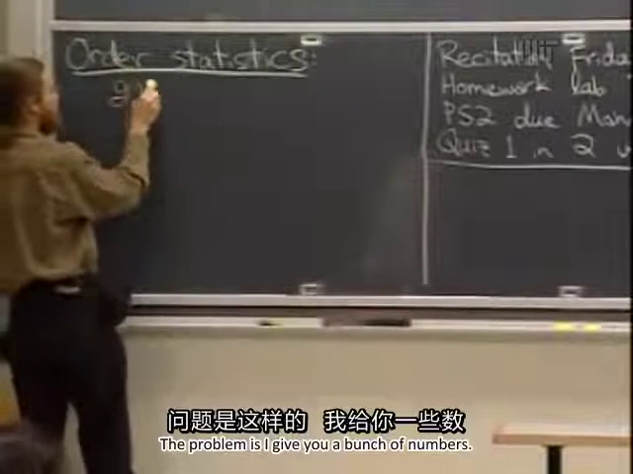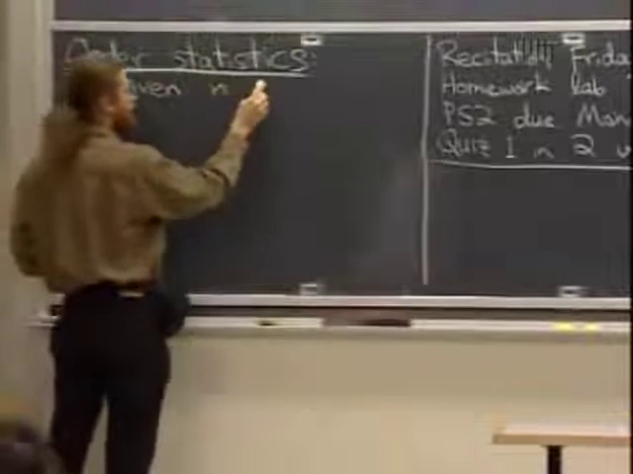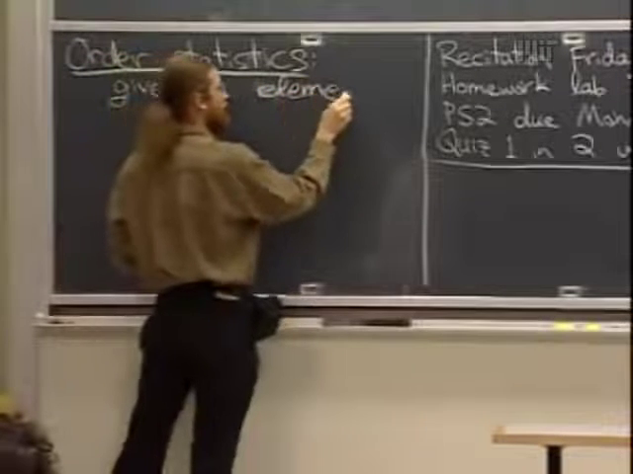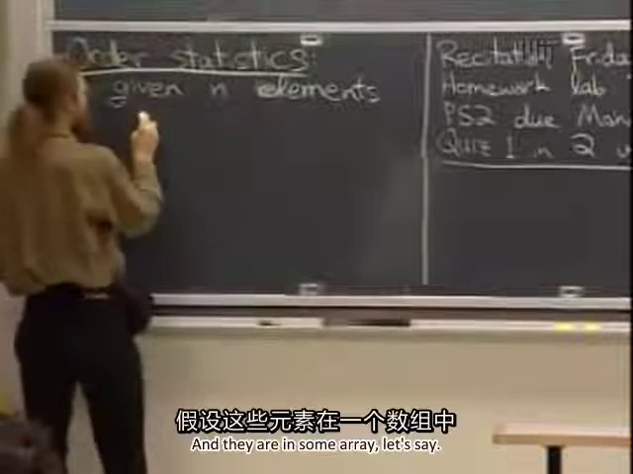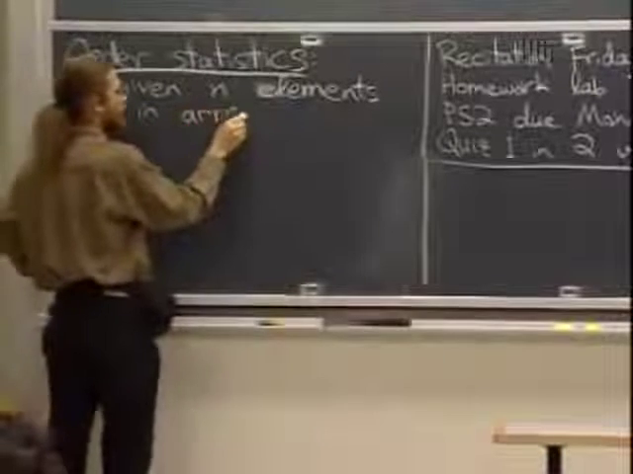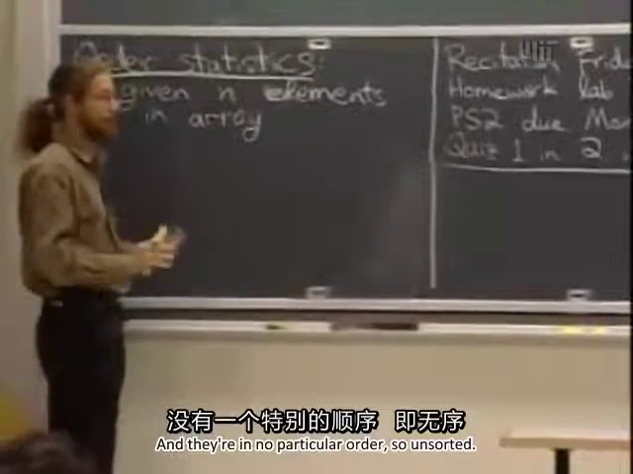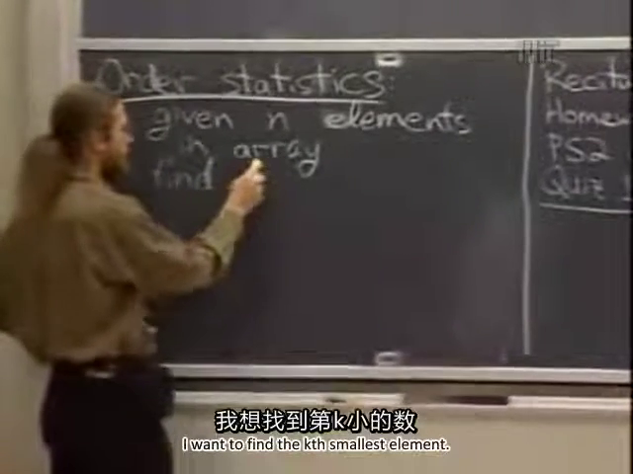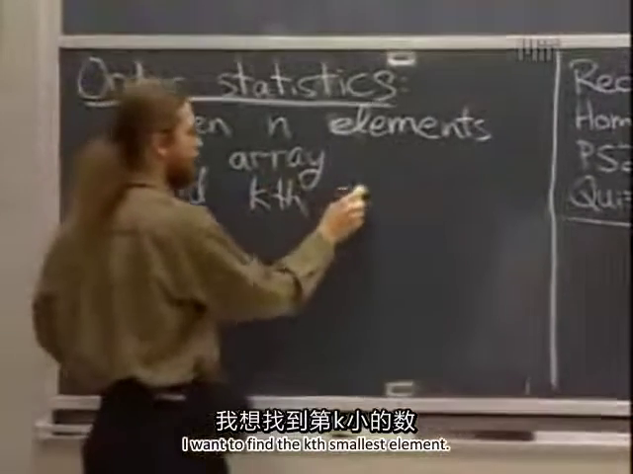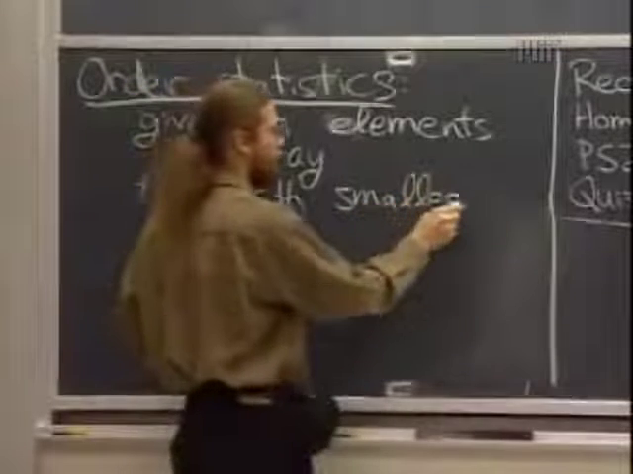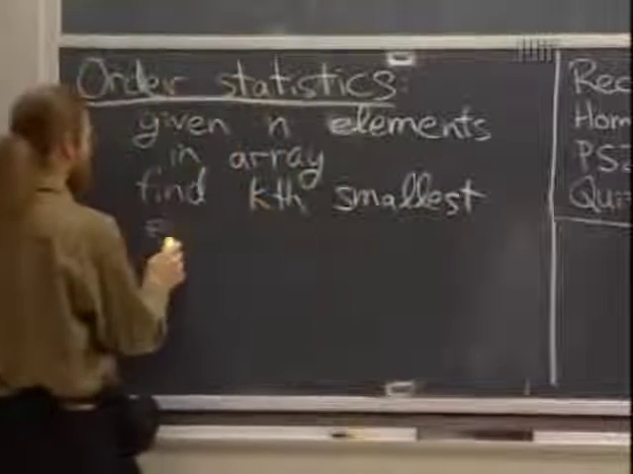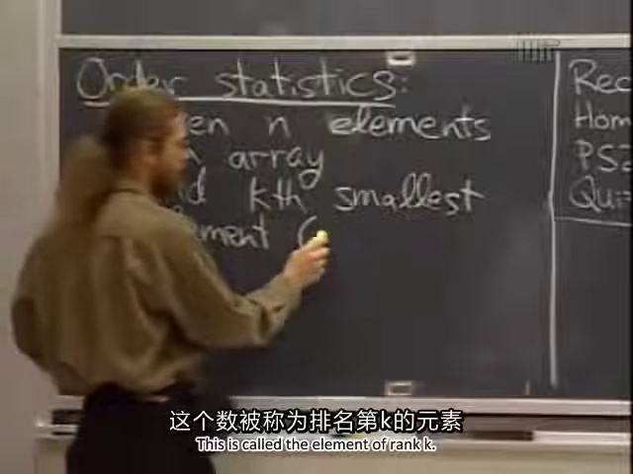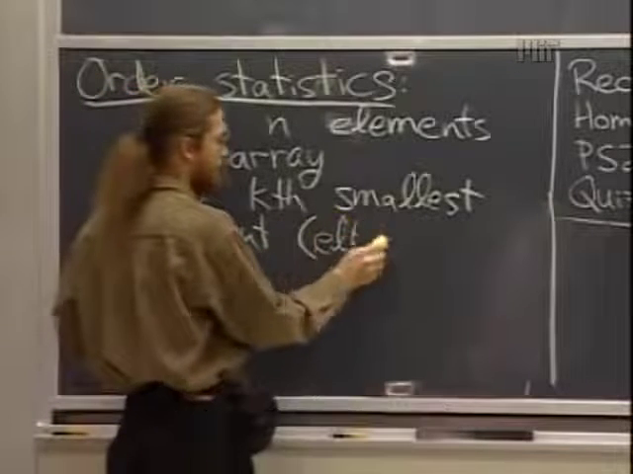The problem is I give you a bunch of numbers. Let's call them elements. And they're in some array, let's say. And they're in no particular order, so unsorted. I want to find the kth smallest element. So this is called the element of rank k.